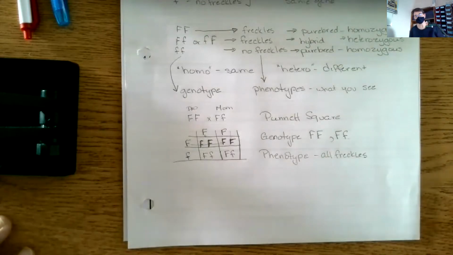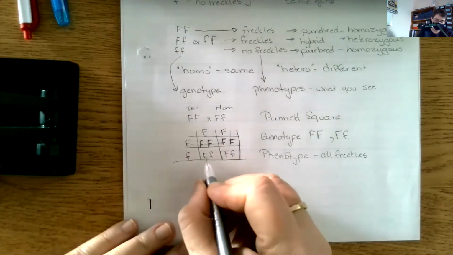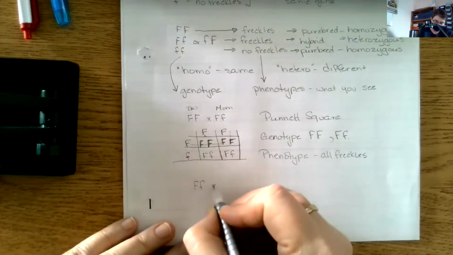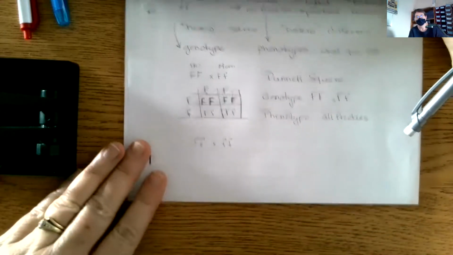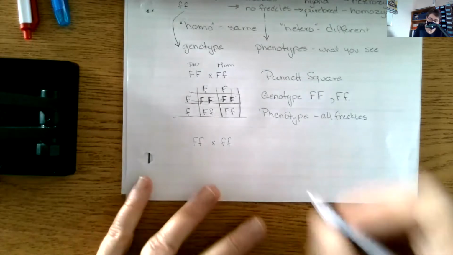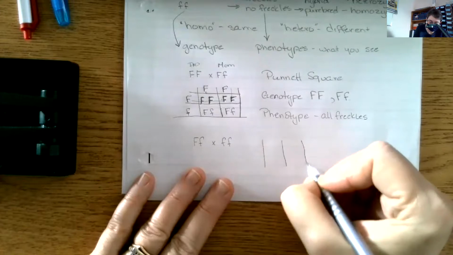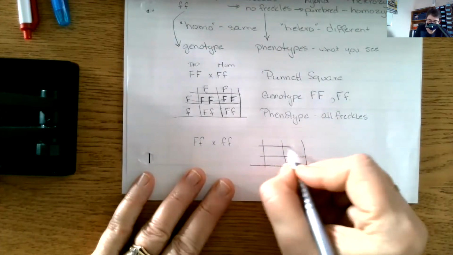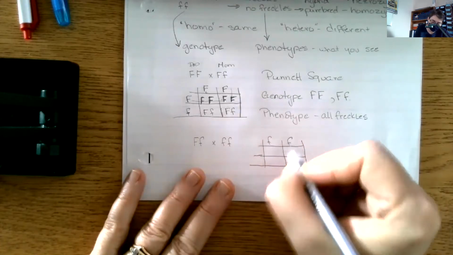So, feeling okay with this? One more. I want you to do, let's take one of these, a hybrid freckly kid, and he finds a girlfriend, but she has no freckles. I would like you to do that cross in a Punnett square. That sounds good. Some of the babies don't have freckles this time.